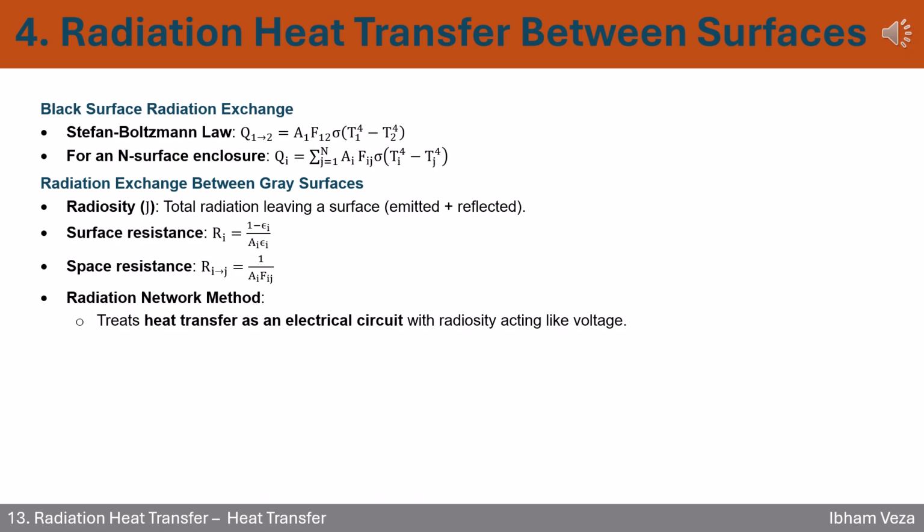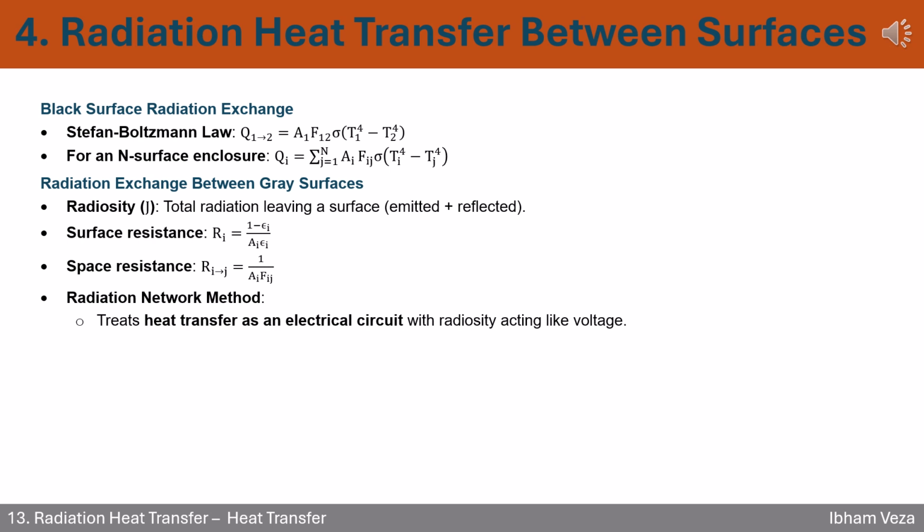4. Radiation heat transfer between surfaces. Let's break down how surfaces exchange radiation heat. We'll start with the simplest case, black surfaces. Black surfaces are perfect emitters and absorbers, and their heat exchange follows the Stefan-Boltzmann law. The equation involves the temperatures raised to the fourth power, so even small temperature changes can lead to big heat transfer differences. In more complex systems with multiple surfaces, we use the enclosure equation to sum up heat exchanges.